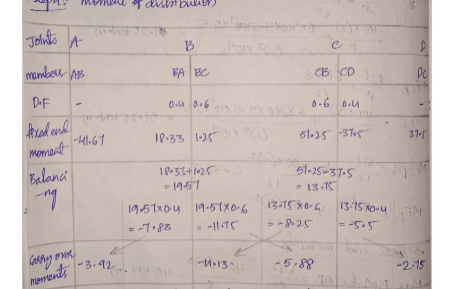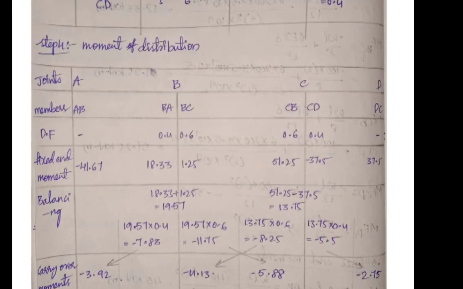Now we need to see whether we are getting the same values or not, like 10.5 and minus 14.63. There is a lot of difference. So again we need to repeat the procedure. So 10.5 and minus 14.63, so opposite sign into distribution factor. Then carry over moment. Then again calculate final end moments.